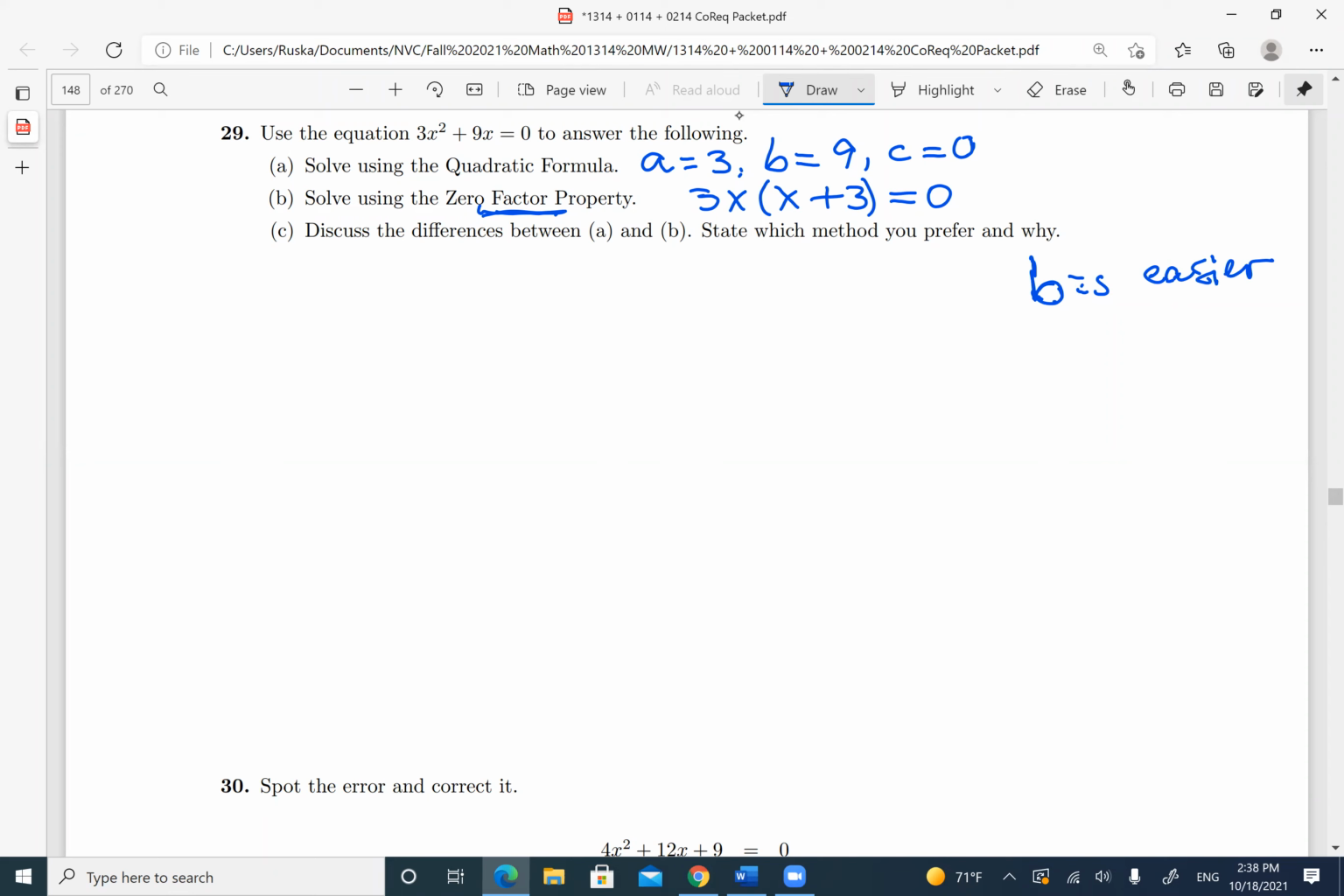Why it's easier? It says B is easier. Why B is easier? Because when B is equal 0, it's easy to factor. When you have two terms, you just pull out x and you solve it. So when C is equal 0, it's always easier to do factoring. So this is like a shortcut. When C is 0, use factoring.